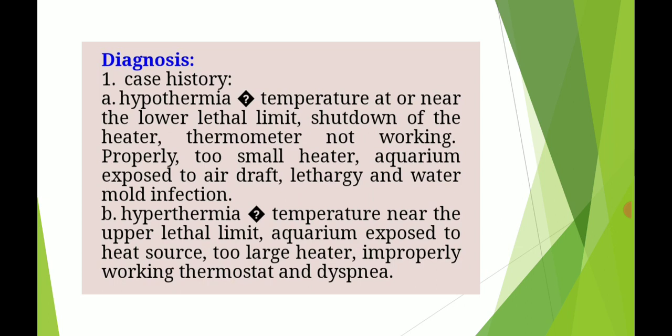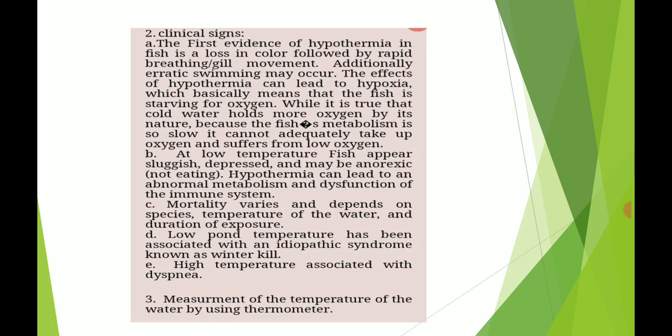Now the diagnosis of this temperature case history. In hypothermia, the temperature is at or near the lower lethal limit, with shutdown of the heater, a thermometer not working properly, a small heater, or an aquarium exposed to air draft, leading to lethargy and water mold infection. Hyperthermia is a temperature near the upper lethal limit, with the aquarium exposed to a heat source, a too-large heater, or an improperly working thermostat, and dyspnea. Now the clinical signs.